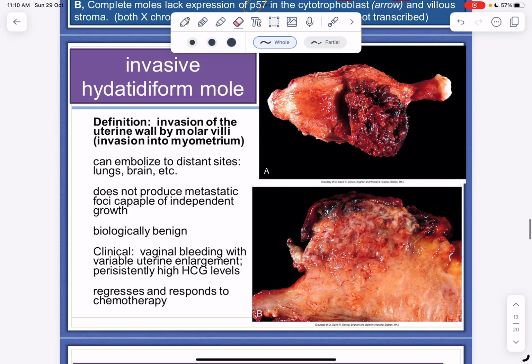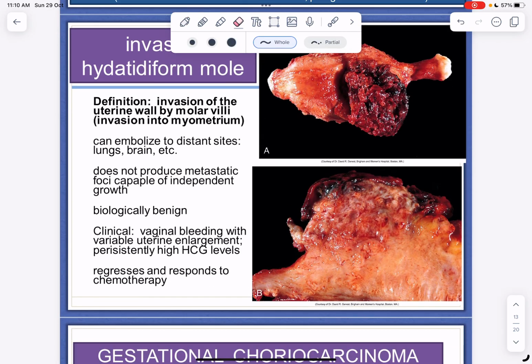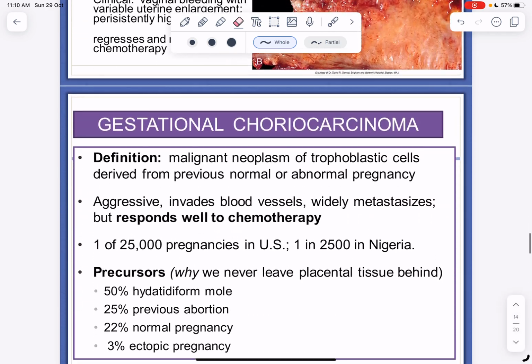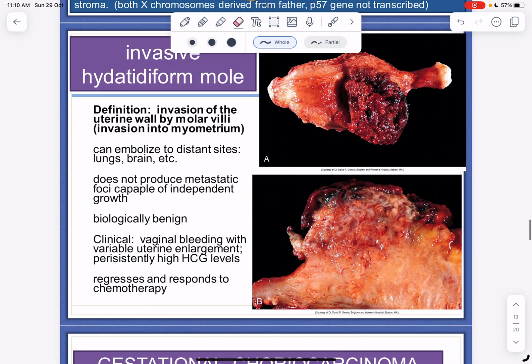This is the second tumor. Definition: invasion of uterine wall by molar villi. It is a molar villi. All the features mentioned in the hydatidiform mole will be here. Okay? But the difference between hydatidiform mole and invasive mole is the penetration of the myometrium. Okay? And it can embolize to distant sites.